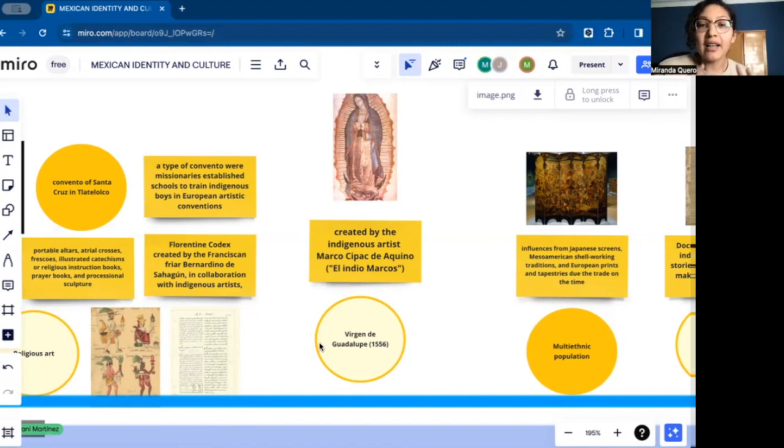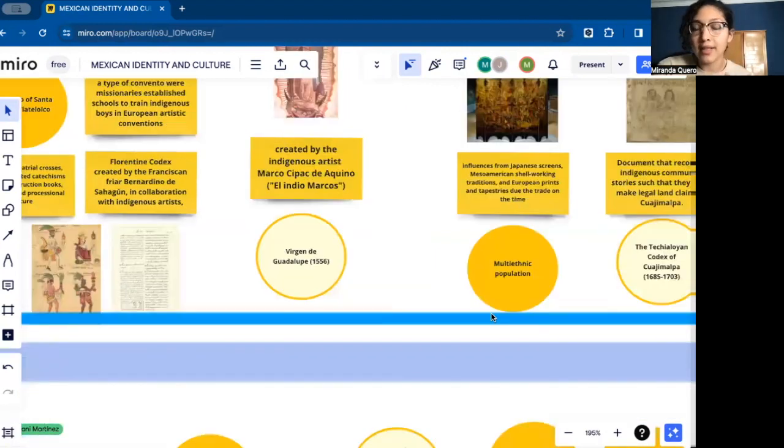So this art, for me, represents the mix of how these indigenous people saw themselves represented in this new religion, because the Virgen de Guadalupe is supposed to have brownish skin, to make an identification with the new people that they were trying to connect with this new culture.